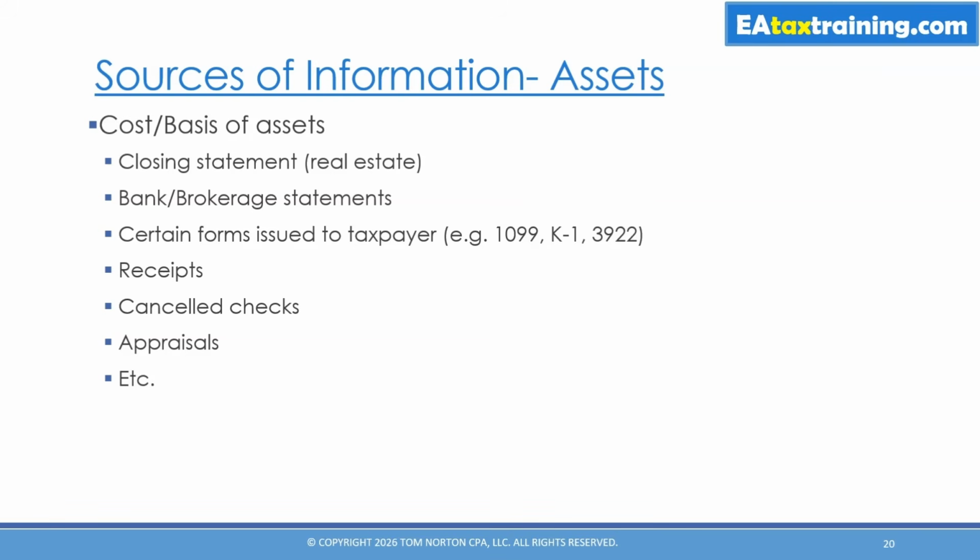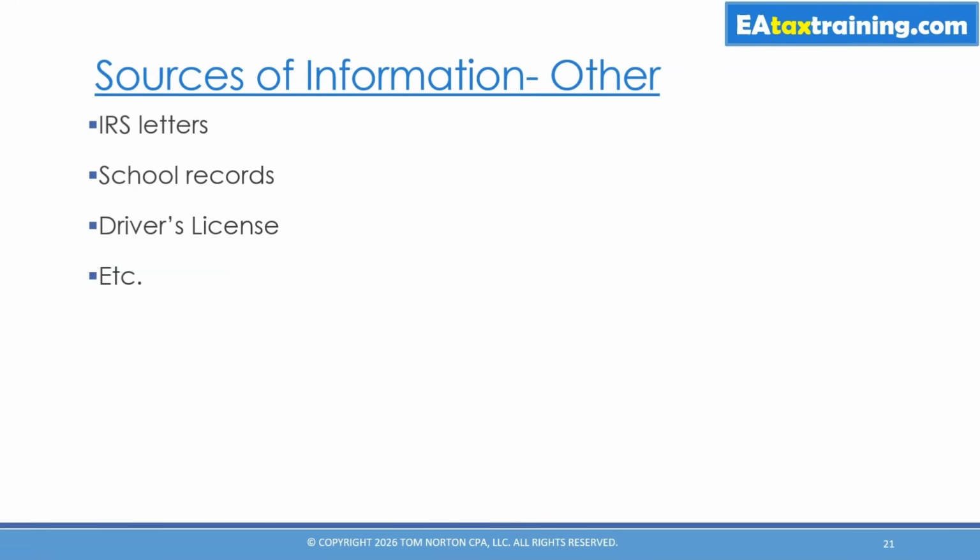There could be certain forms that the taxpayer was issued, such as a 1099 form that might help, or a K-1 again, or this form 3922, which has to do with stock options from their employer. And there could be other forms that might help to establish their basis in certain assets. Again, they could have receipts, they could have canceled checks, there could have been appraisals that were done, and there could be other information as well. And then we've just got various miscellaneous sources of information. IRS letters. You always want to ask the client, did they get any type of letters from the IRS? And you want to get copies of those.